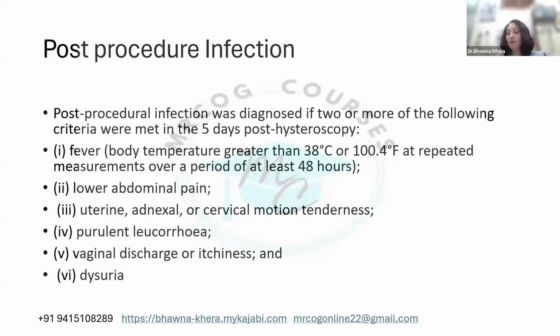So if you have taken repeated measurements and the fever is still there, the body temperature is high, then you can take that as one of the criteria. Lower abdominal pain is persisting. Uterine, adnexal or cervical motion tenderness is there. Purulent leukorrhea, vaginal discharge or itchiness, and dysuria. So fever, lower abdominal pain, uterine, adnexal or cervical motion tenderness, purulent leukorrhea, vaginal discharge or itchiness, and dysuria.